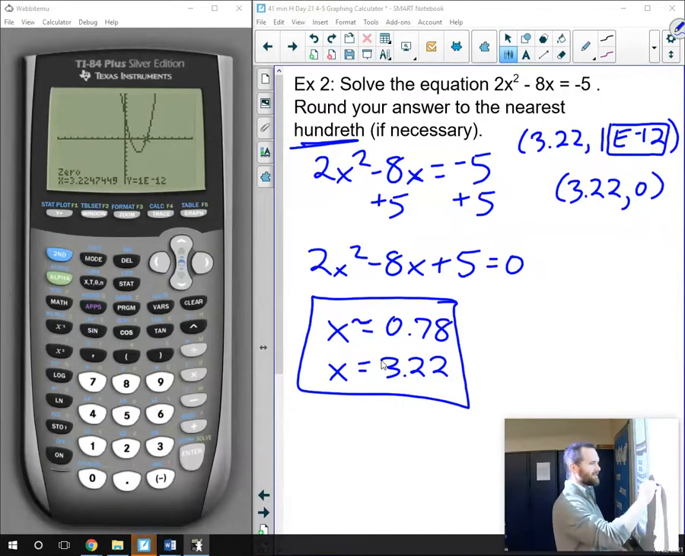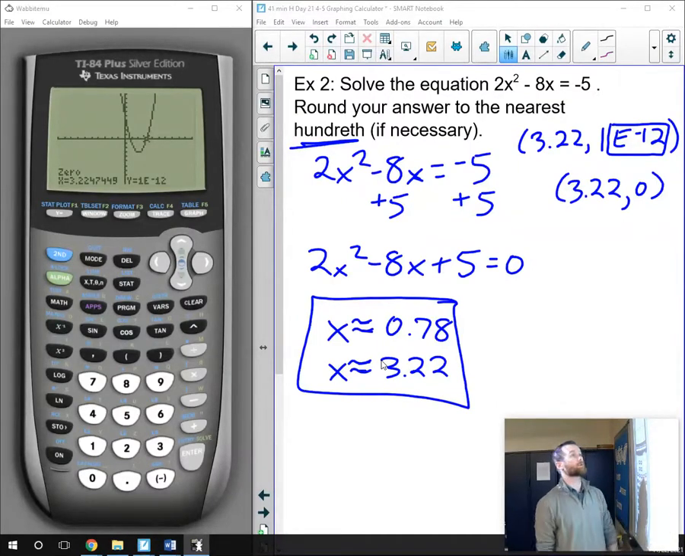I guess there should technically be approximation signs since we had to round. Sometimes I forget about that though. But yeah, technically it should be approximate.